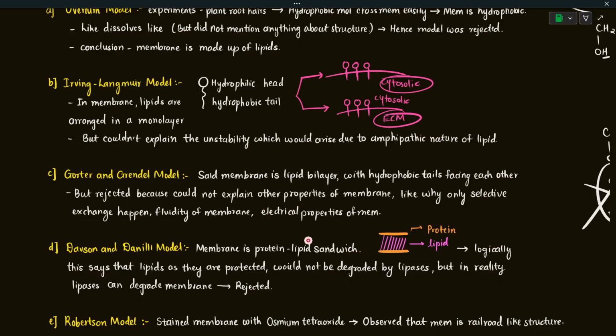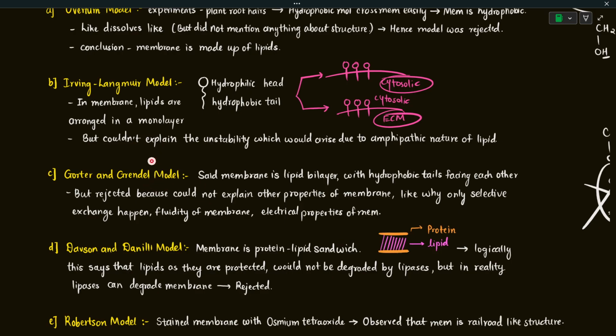But again, this model was rejected, because it could not explain the other properties of membranes. Like, we know that certain membranes are selectively permeable, while certain membranes allow the passage of molecules freely. Okay, so a few of them are completely permeable. For example, the outer membrane of mitochondria is fully permeable to molecules, while the inner membrane of the same mitochondria is highly selectively permeable. So these different kinds of membrane properties were not explained.